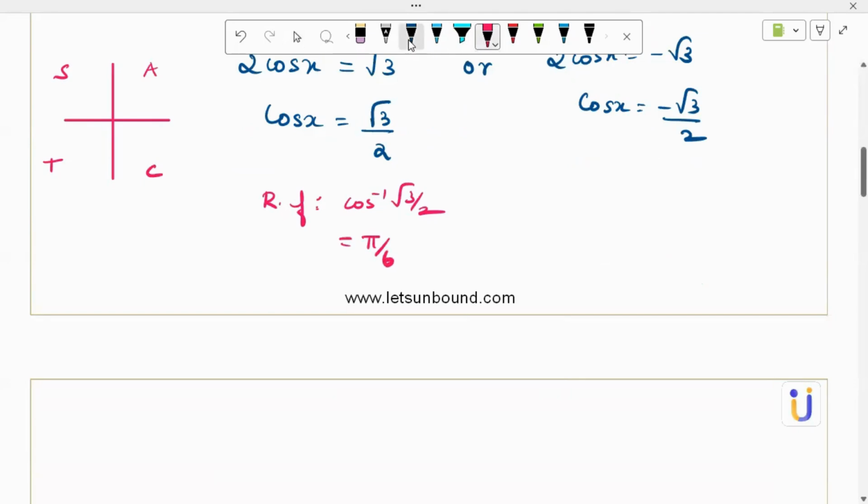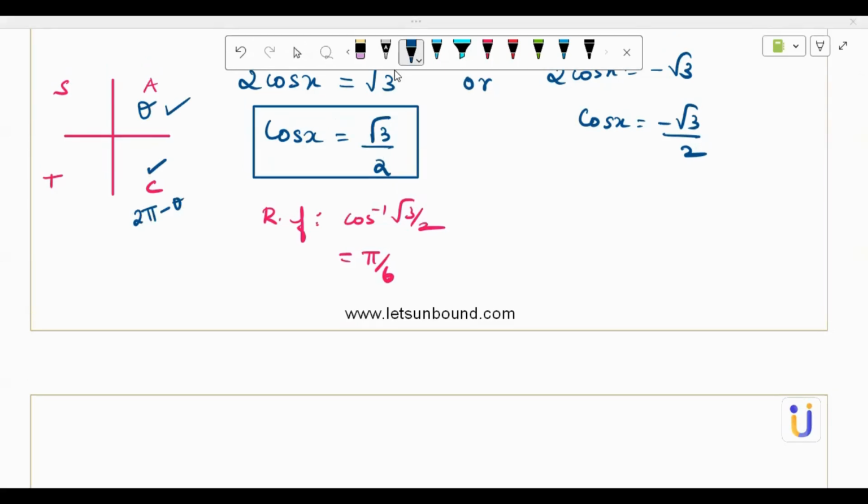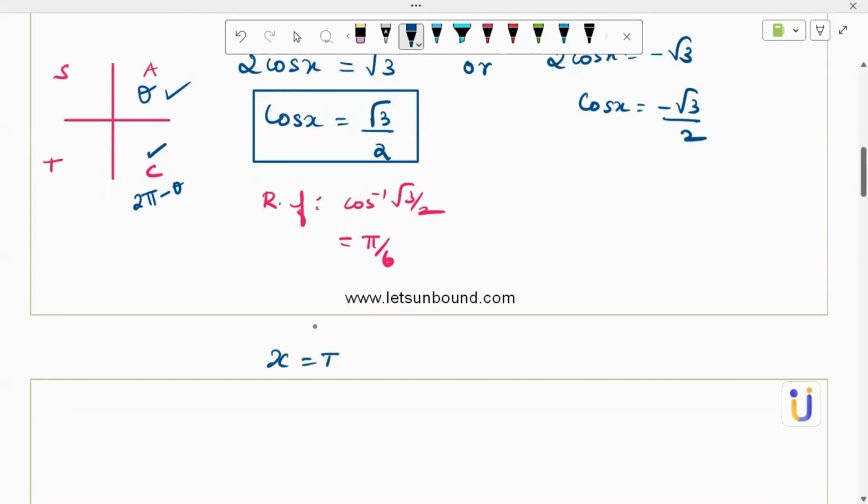Now solving them, for positive cos root 3 by 2, where cos is positive, here and here all are positive. So here the reference angle theta is your answer. Here it is 2 pi minus the reference angle. So our answer is going to be x is equal to pi by 6 only. Why? Because I'm solving this particular problem only from 0 to pi, so only one solution is possible. So this is not needed. x is equal to pi by 6 is the answer.